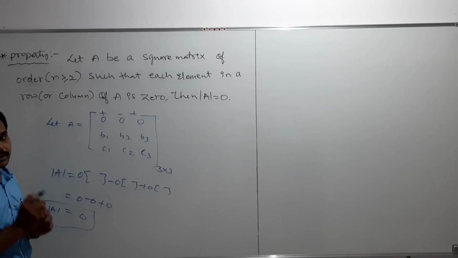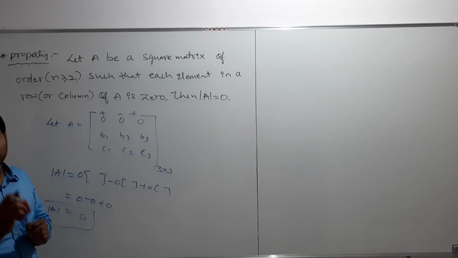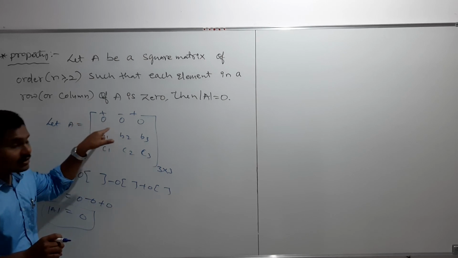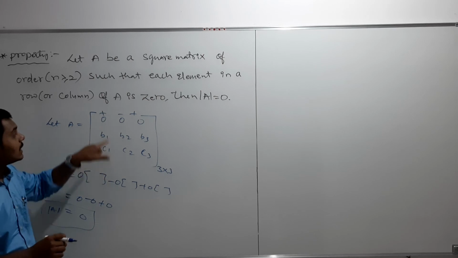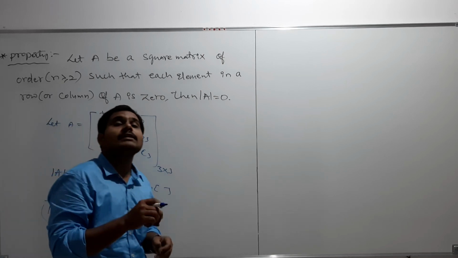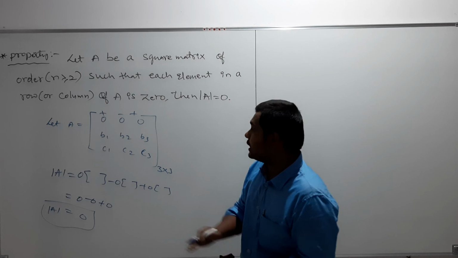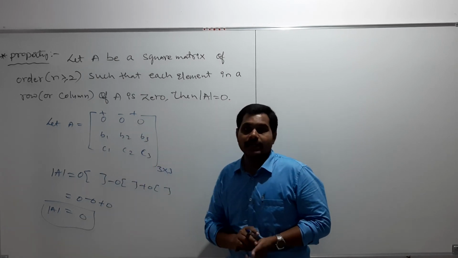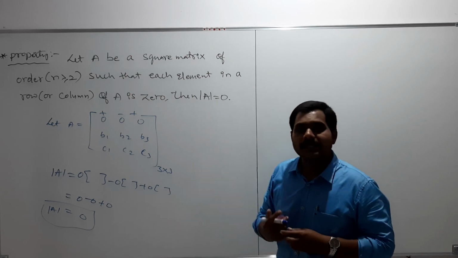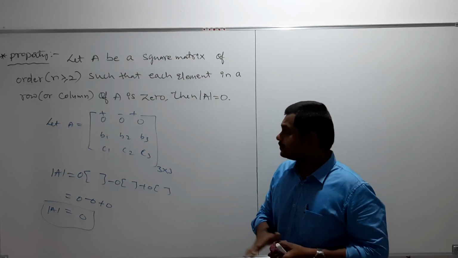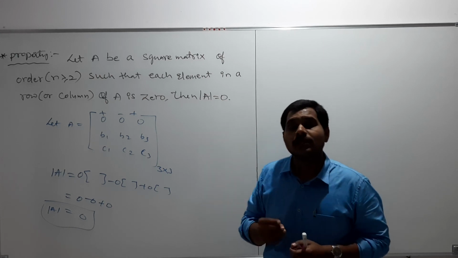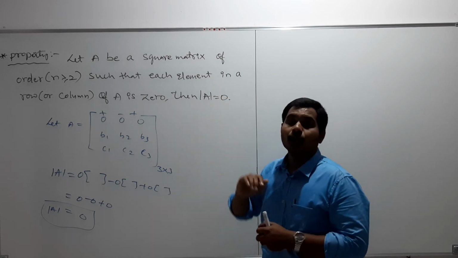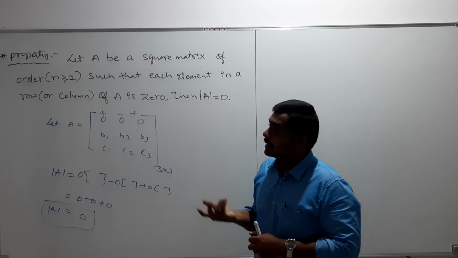So my dear students, whenever you have a square matrix in which each element of a row or each element of a column is equal to 0, then directly you can write the determinant of A is equal to 0. I have verified it here. Clear? These properties are all very important. I will use these properties while solving the questions, so please revise all of them before the next class.